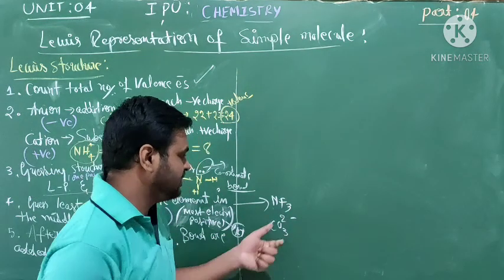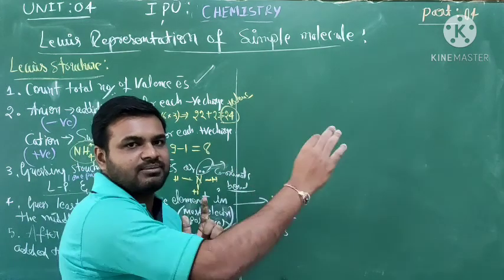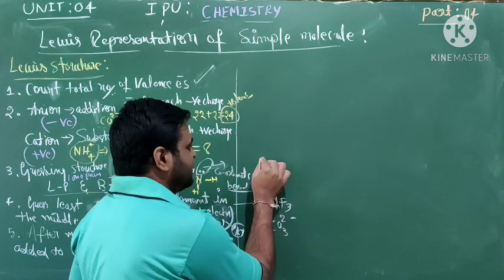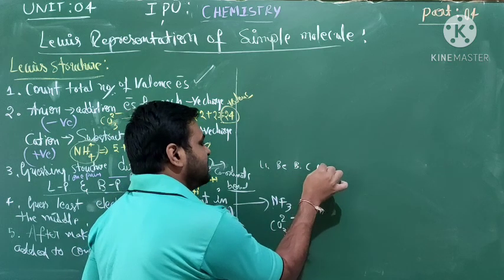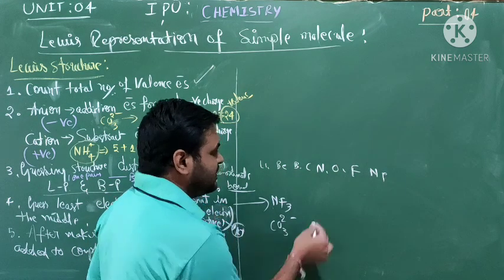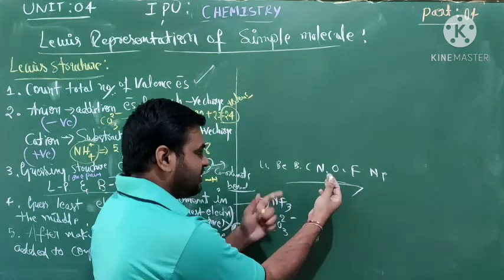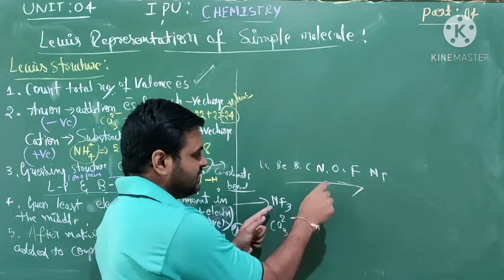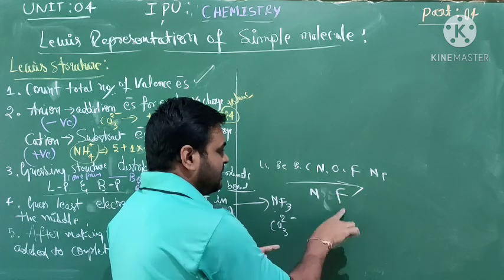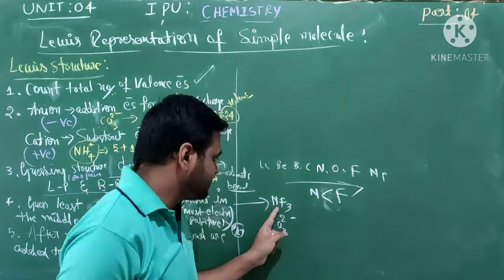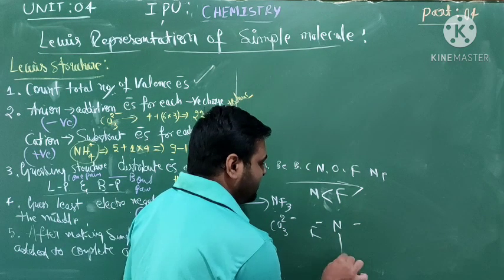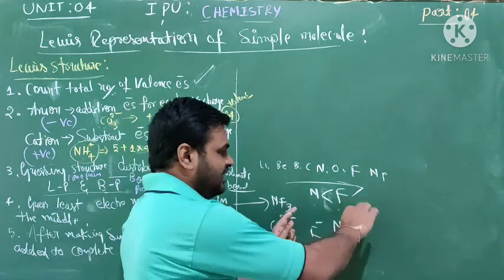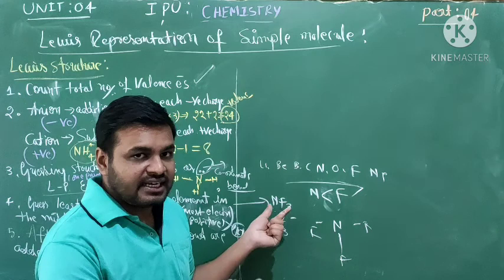See, nitrogen in the periodic table is less electronegative than fluorine. So here: lithium, beryllium, boron, carbon, nitrogen, oxygen, fluorine and neon. This side is less electronegative; as it goes to the right, it becomes more electronegative, right? So nitrogen is less electronegative than fluorine, so nitrogen is in the middle position. Remaining, the end side is fluorine. The most electronegative atoms are in the end position. The least electronegative is in the middle.